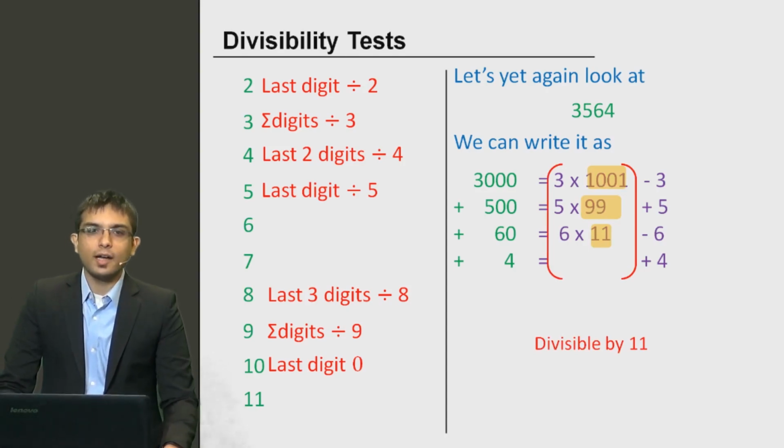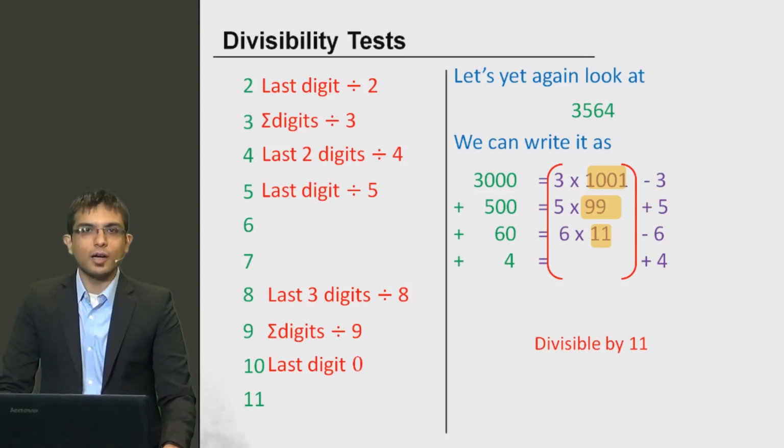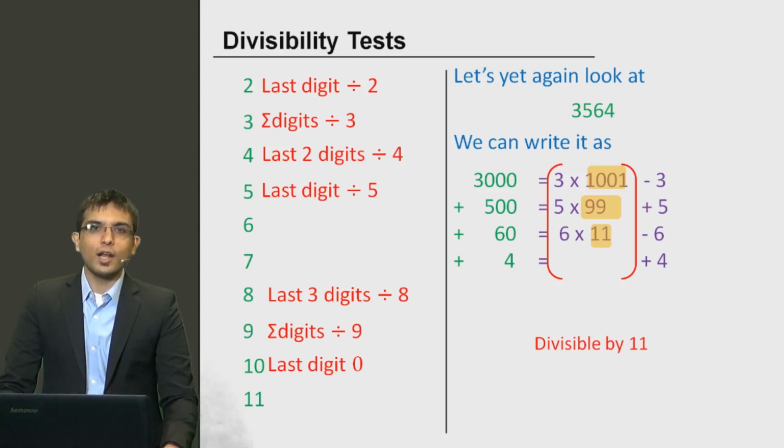So what you have to check is what is outside the bracket. Now outside the bracket, something very interesting is happening. 5 and 4 are positive, 3 and 6 are negative. So ultimately, what will you have to do? You will have to take alternate numbers, sum them, and then subtract them. If that is 0 or divisible by 11, then the number is divisible by 11.